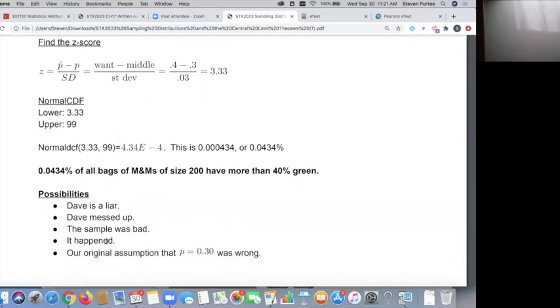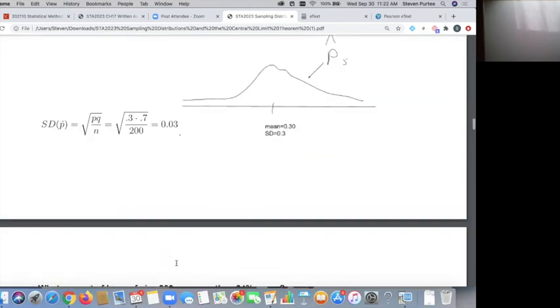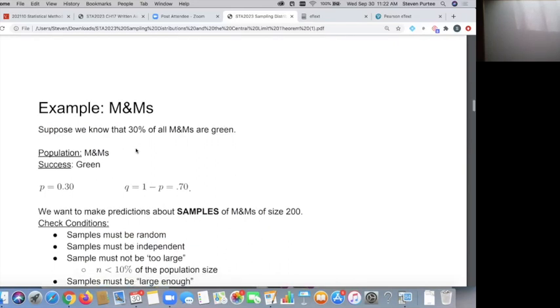But then there's another possibility that we need to consider. Everything we've done here is based on a phone call we made to the Mars Corporation where they told us 30% of all M&Ms are green. Maybe that was wrong. We call this hypothesis testing. This is what we're going to do in a few weeks. We think we know something about the population. We do a sample and that sample contradicts what we thought we knew. We have to be open to the possibility that what we thought we knew might be wrong. So the last possibility is maybe more than 30% of M&Ms are actually green.